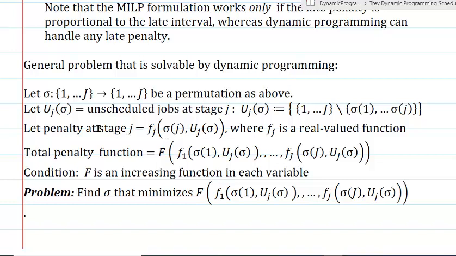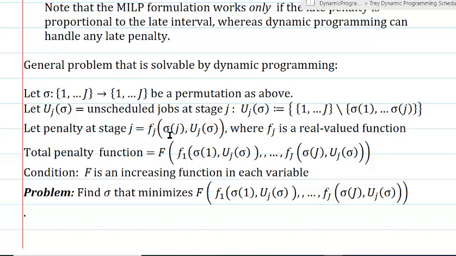We're going to define a penalty function at stage j. Before, our penalty function was simply the late time, or how late the job was. But here we're going to define a more general penalty, which is some function of the jth scheduled job and the unscheduled jobs, where f_j is a real valued function. If you think about it, this includes the previous situation as a special case.